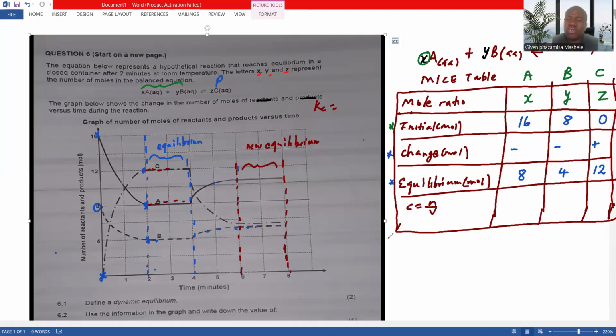So to do this, we'll say, okay, fine. Let me say A started with 16 moles, then it reaches the equilibrium with 8 moles. So the question is, it decreased by how many moles? Okay, just a minute, guys.